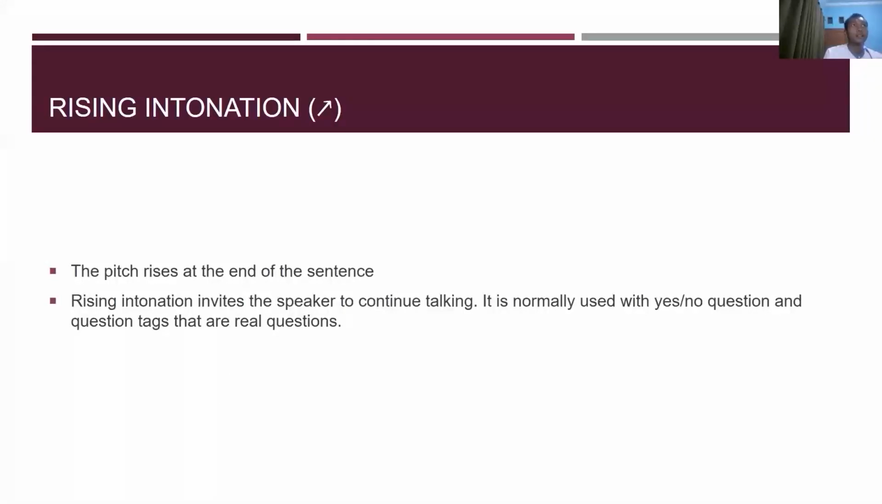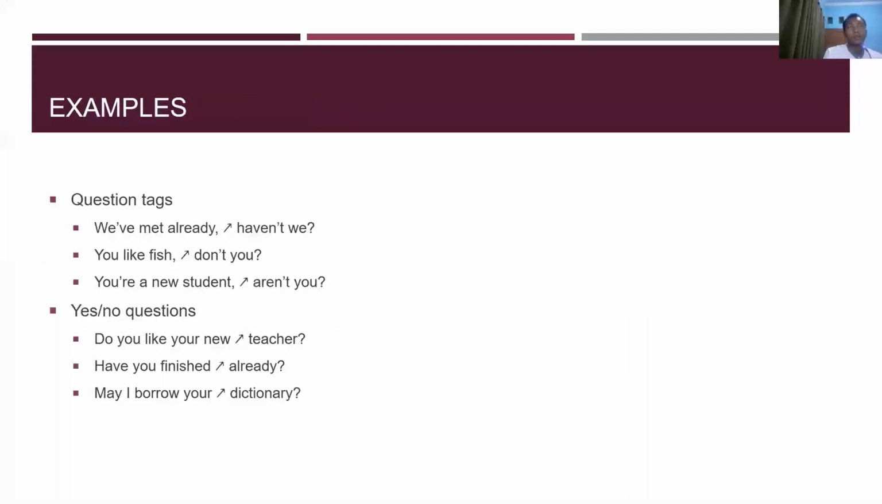And then the second type is rising intonation. Rising intonation is when the pitch rises at the end of the sentence. Rising intonation invites the speaker to continue talking. It is normally used with yes or no questions and question tags that are real questions. For the examples, first question tags. We've met already, haven't we? You like fish, don't you? You are a new student, aren't you?